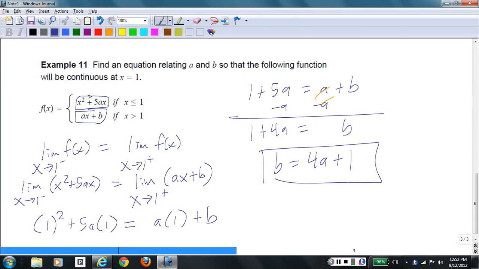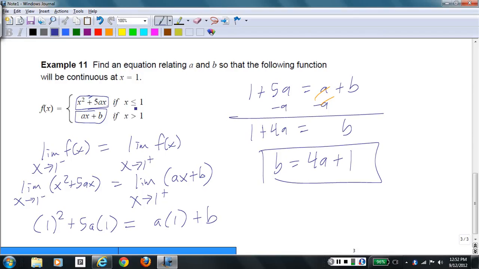Now the function is defined at 1, and it's defined to be the value of this limit as x approaches 1 from the left. So as long as I ensure that that's equal to the limit of f of x as x approaches 1 from the right, it's going to be continuous. So I need both of the one-sided limits to exist. I need them to agree, and I need the function to be defined to be this at 1. But for any choice of a and b, f of 1 is defined, and it's defined to be 1 squared plus 5a times 1. So it's going to equal this limit.